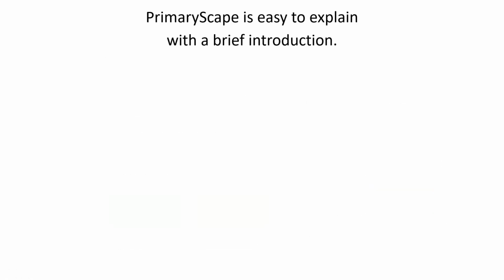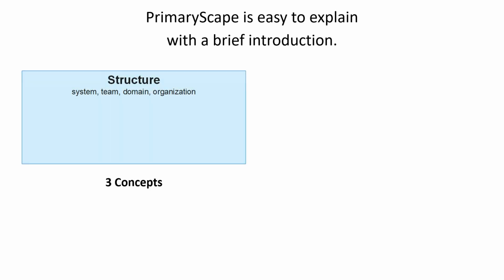PrimaryScape is easy to explain with a brief introduction. There are three main concepts. Blue rectangular shapes represent structures. Structures can be systems, teams, domains, organizations. Basically anything that can be considered to exist and have a life cycle.